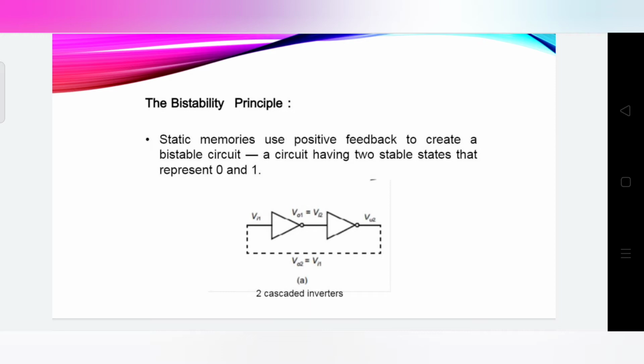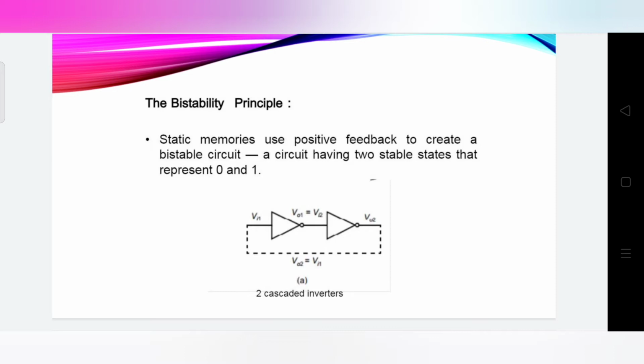Now we see about the bistability principle. Static memories use positive feedback to create a bistable circuit. A bistable circuit is a circuit having two stable states that represent 0 and 1. The figure shows a basic circuit with two inverters connected in cascade.